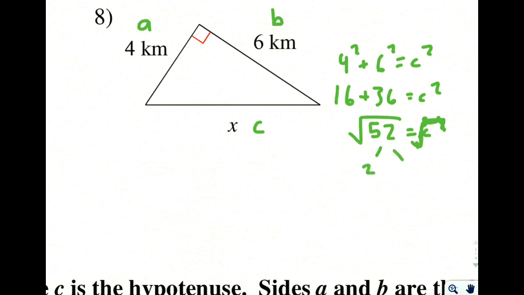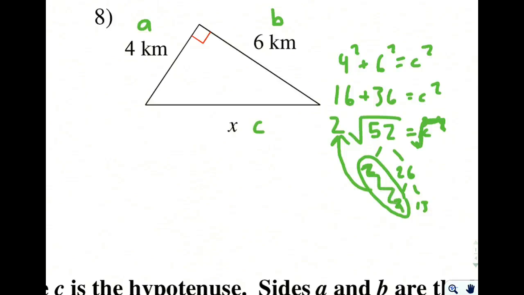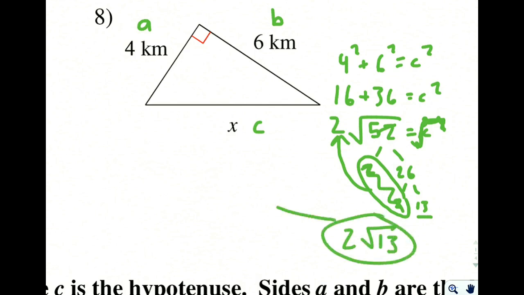So factoring it out, I know I can take a 2 out because it's an even number. And when I divide by 2, I get 26. And 26 is even, so I can divide that by 2 and get 13, and 13 is a prime, so I can't go any farther there. But these 2's, that pair of 2's can come out front as a single 2, leaving me with just that 13 under the root. So I now have 2 root 13 as my answer, and that will be my x.